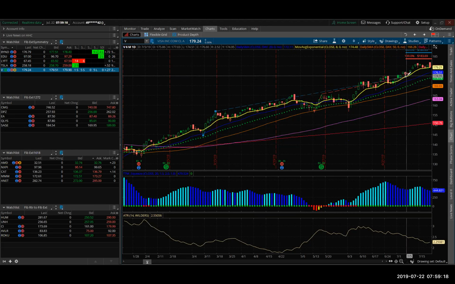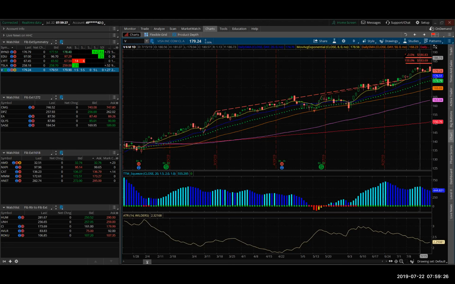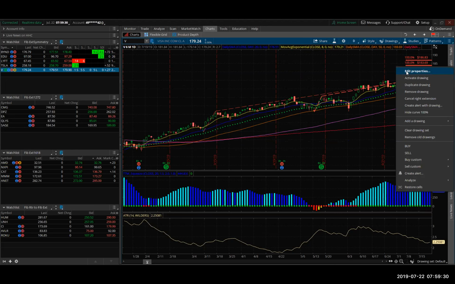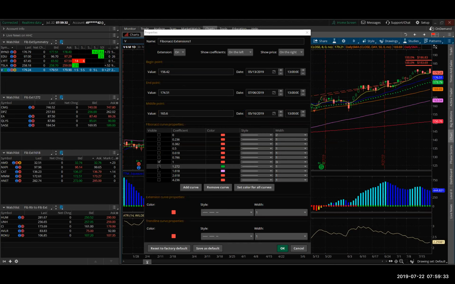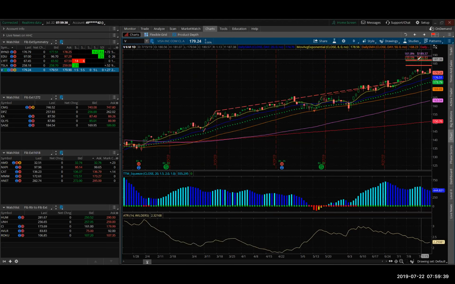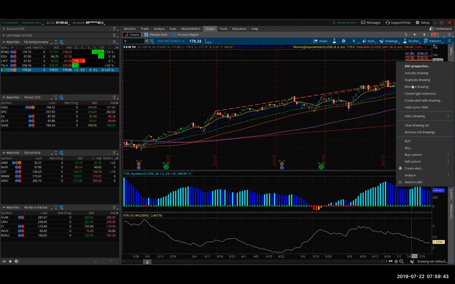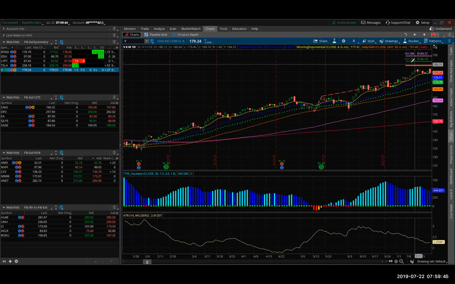It's very sensitive. Okay, right to that, right there. So this gives you a couple of areas where it could go. And sometimes when you measure, when you add the extension, as I said before, I'm going to add the 1272 and the 1618 extensions, and look what happens. That next level pretty much lines up with the 1272, right? So we could just remove that. So that's telling you there's a little bit more resistance there.